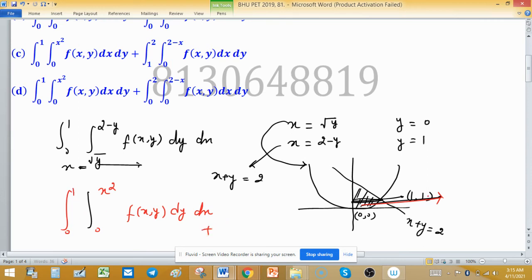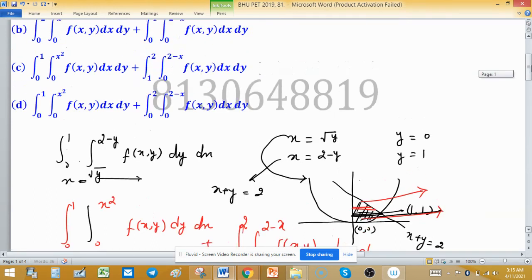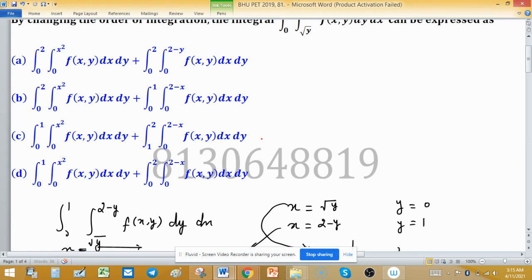Plus now the integration of the upper portion will be from 0 to, now this line, 0 to 2 minus x, and this limit is from 1 to 2, f of xy dy dx. Now which option is correct? So option C is correct.